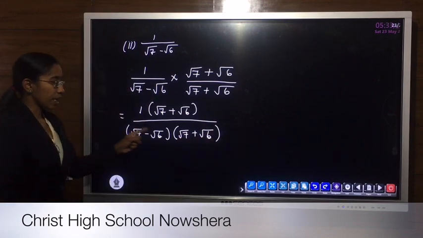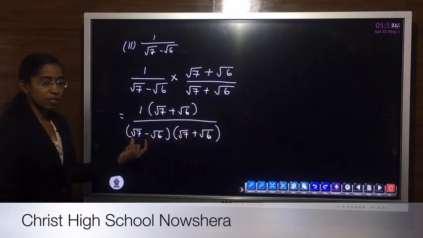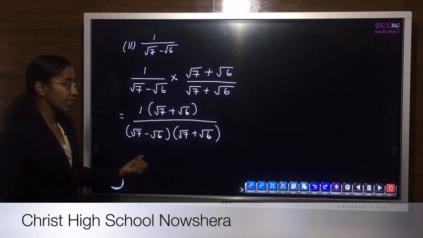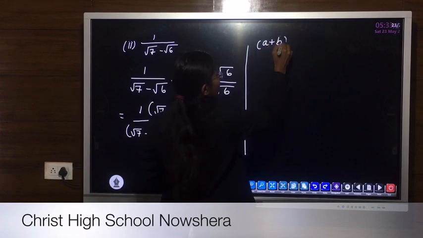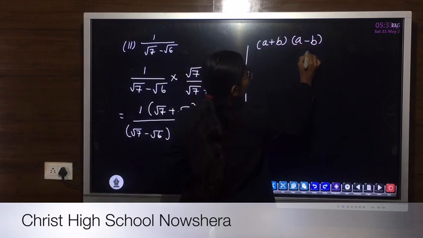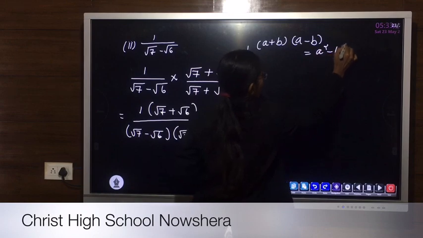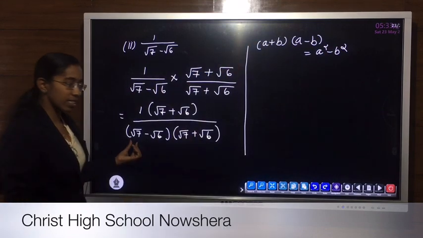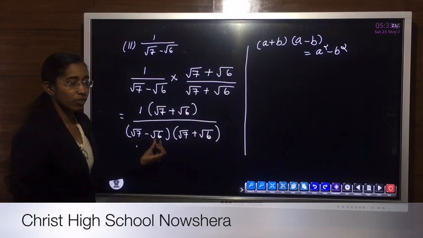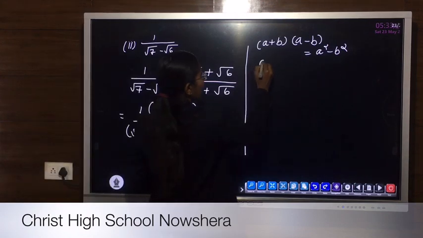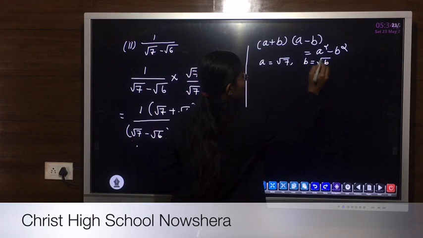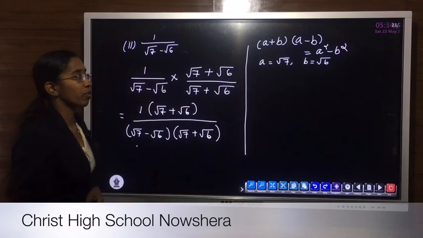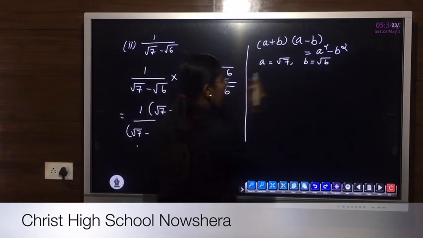This is a minus b into a plus b form. What is a plus b into a minus b? A square minus b square. We know that a plus b into a minus b is equal to a square minus b square. Here at the place of a, what is here? Root 7. At the place of b, root 6. So a is equal to root 7 and b is equal to root 6. And substitute the values.